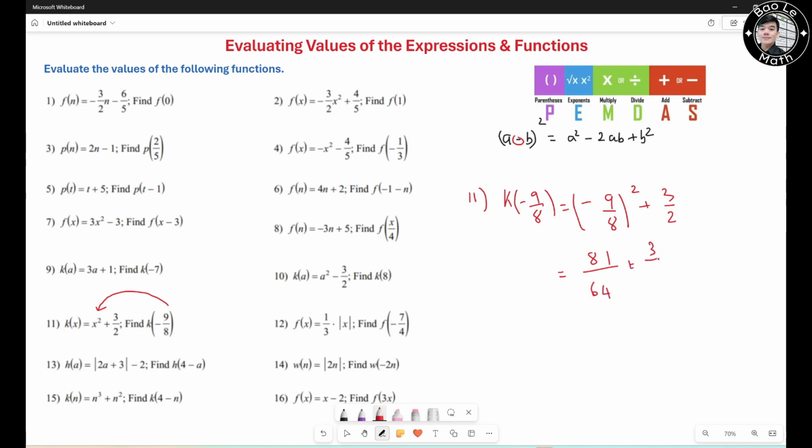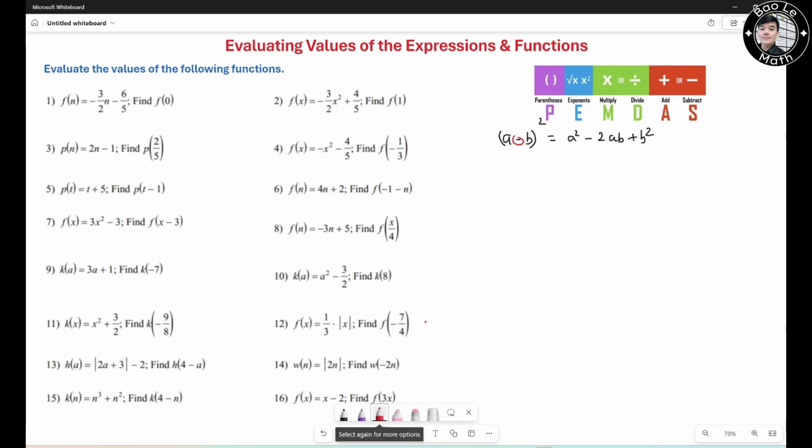Plus 3.5. Now we need to find the LCM of 64 and 2, which means 64. So I need to multiply the second fraction by 32 over 32 right here. So I have 81 plus 3 times 32, which is 96, over 64. So 81 plus 96 is going to be 177 over 64.